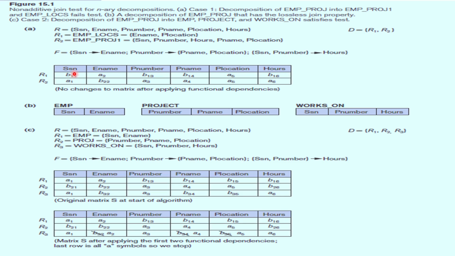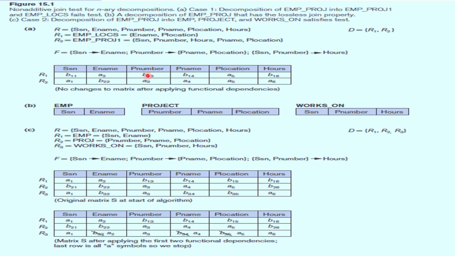In two tuples, if the SSN value is the same, then the E name value also has to change, but here it is not the criteria because the SSN is different. That's why E name is also different here. In the same way, the next functional dependency is P number determines P name and P location. In two tuples, if the P number value is the same, then you can change the P name and the P location value also. But in P number, these values are different here.